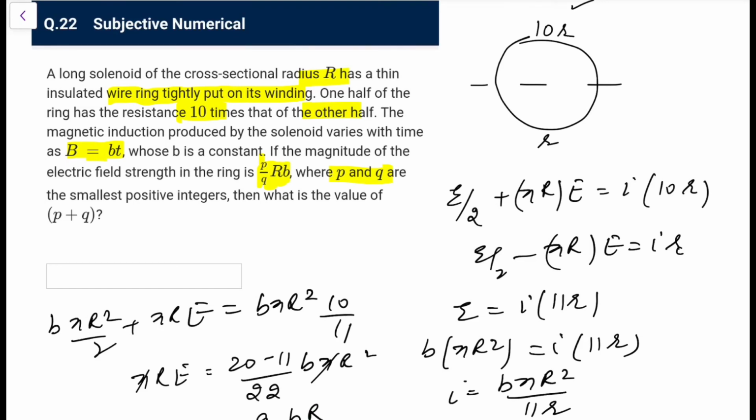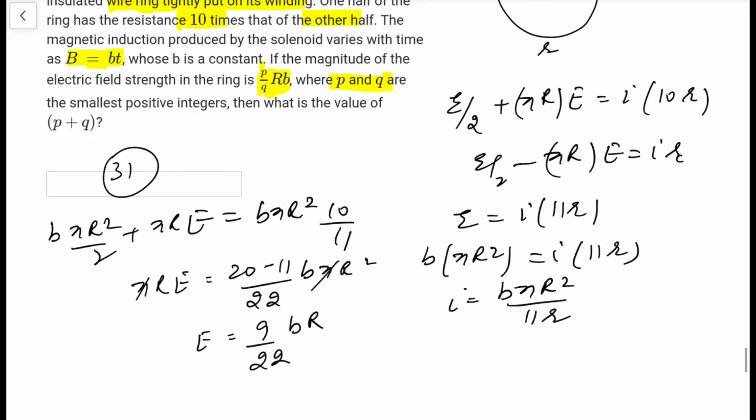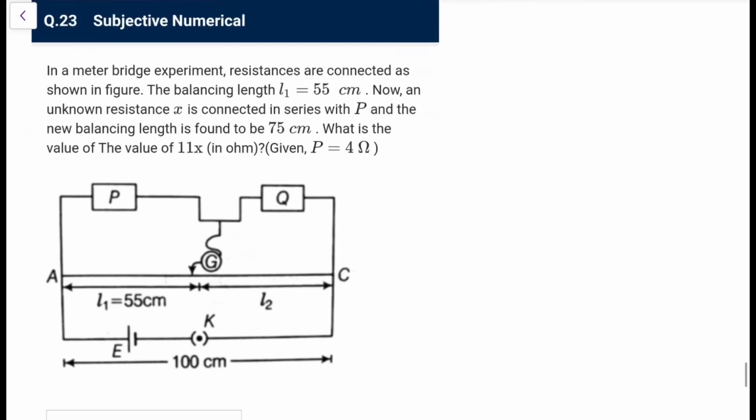So 9 and 22, that is P plus Q, we will get the value of P plus Q in this case. Sorry, I made a mistake, it is 9 by 22, so 22 plus 9, that is not 20, that is 31 here. So this would be 22 plus 9, 31. So it's a very, very nice question. I think it would be really tough to imagine it first of all.